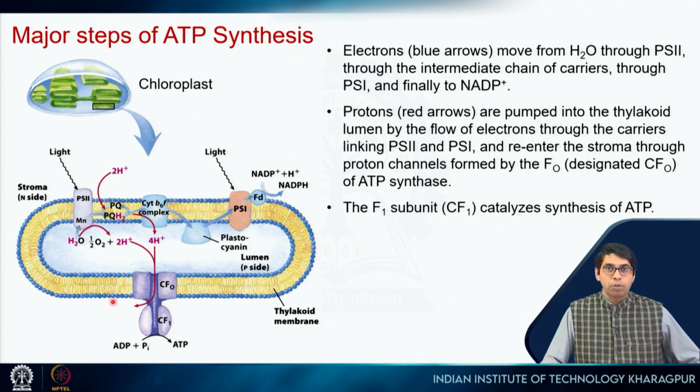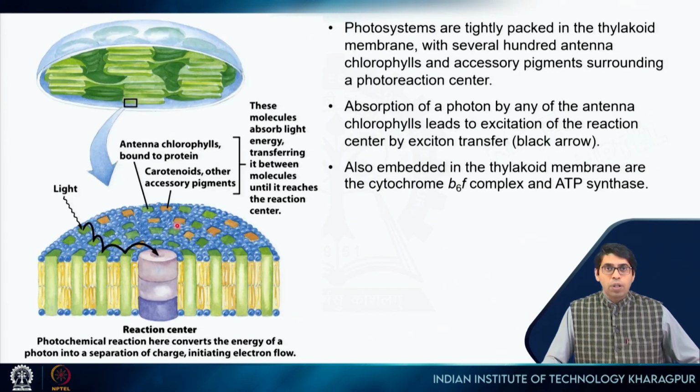So, this is very similar to what we have seen in mitochondria. In this case, the ATP synthase has again two parts, the CF0 and the CF1, right. So, C is prefixed here to indicate that this is in chloroplast. So, now let us look at the light reaction.